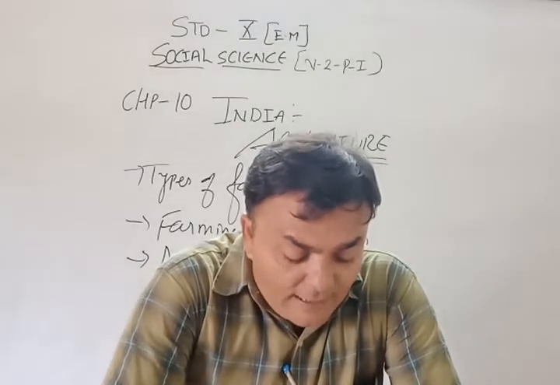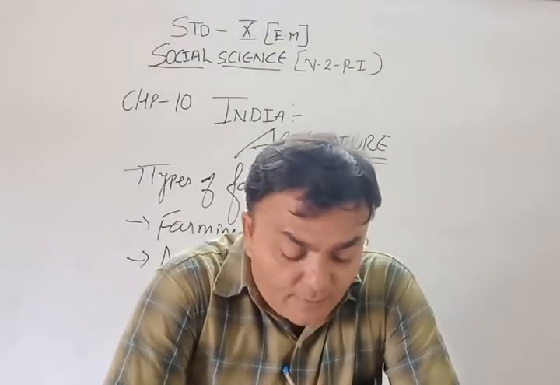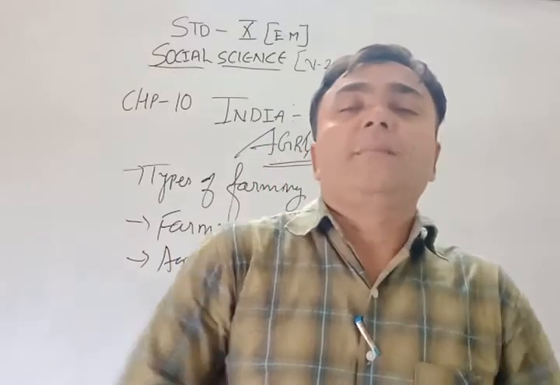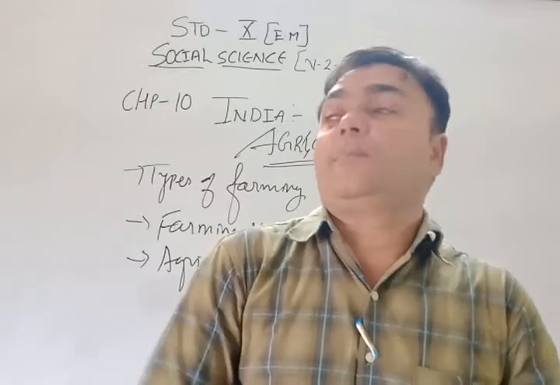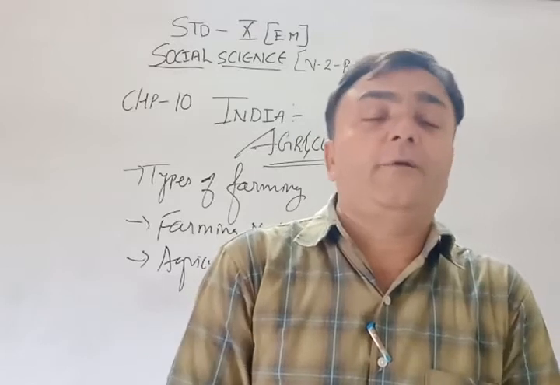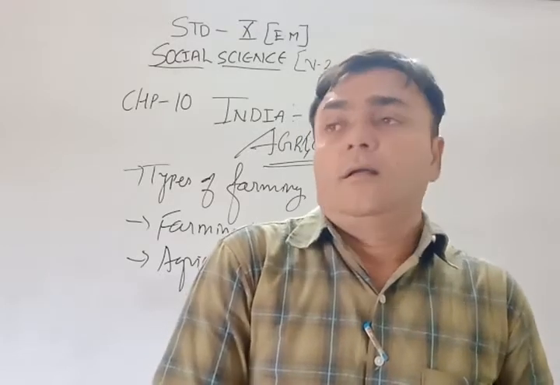Cereals or vegetables are grown in this type of agriculture. The production is less in this type of agriculture. In jhum, shifting farming, a particular land with jungle, forest, etc. is burned. Then farming is done for a particular time, for particular years.